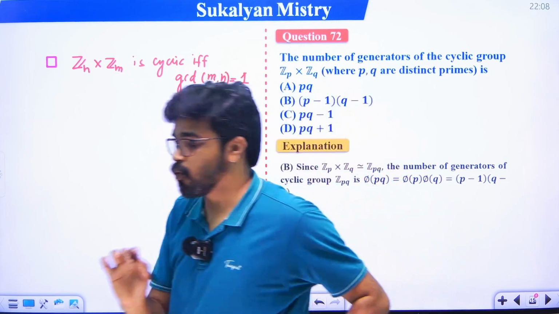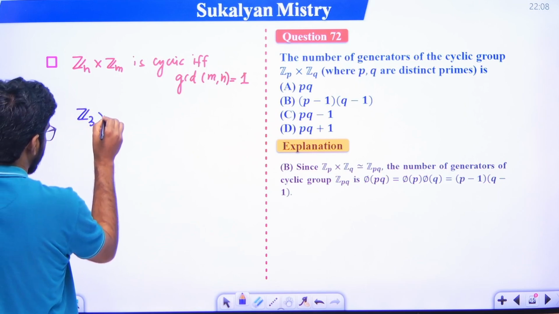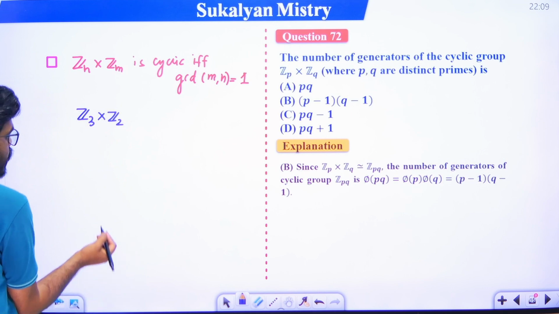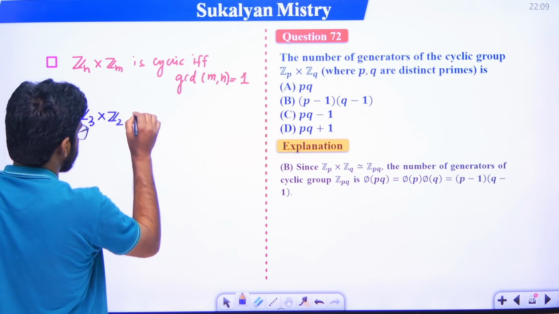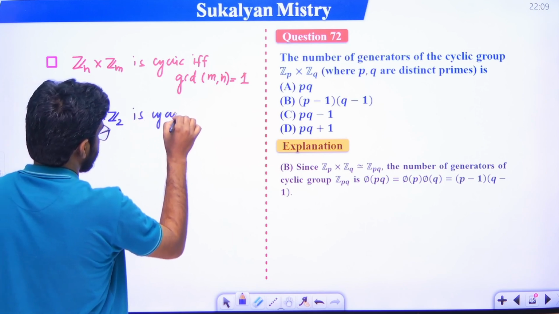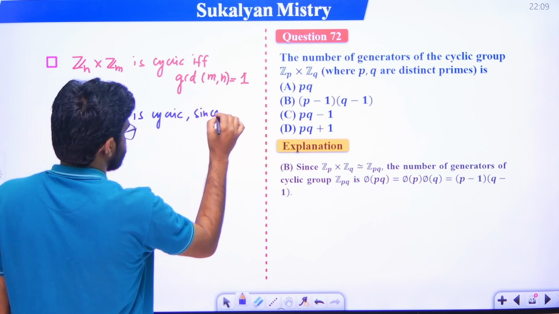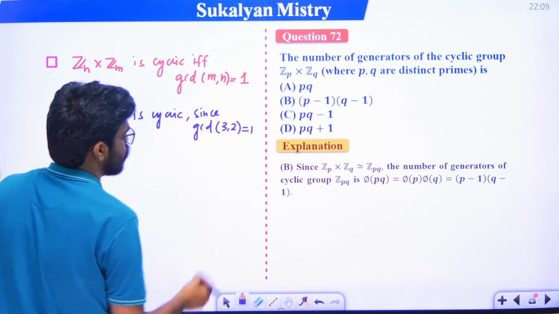For example, suppose if we consider this group Z3 cross Z2, can we say this is cyclic? Obviously this is cyclic because GCD of 3 and 2 is 1, so obviously this is a cyclic group. Why is this cyclic? Since GCD of 3 and 2 is 1.